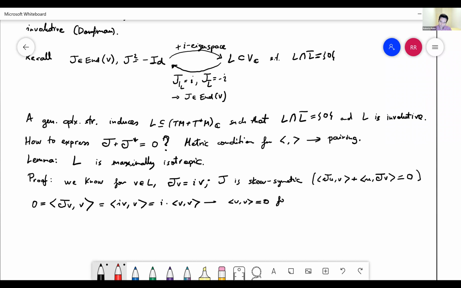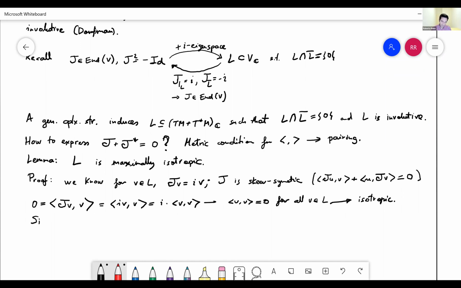VV equals 0 for all V in L, and I proved yesterday that, because of the characteristic not being equal to 2, this tells me it's isotropic. But I said more, I said it is maximally isotropic. But the thing is, because L is the plus I eigenbundle of this J squared plus identity, and I only have 2 eigenbundles, I and minus I, and because the endomorphism is real, every time I have a vector of eigenvalue I, its conjugate will be an eigenvector of eigenvalue minus I.